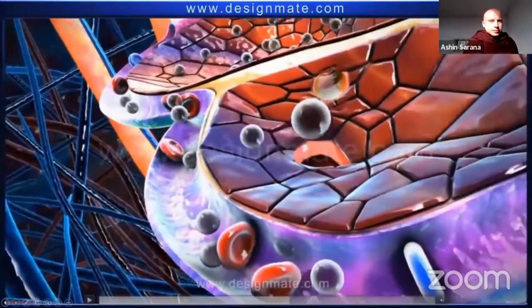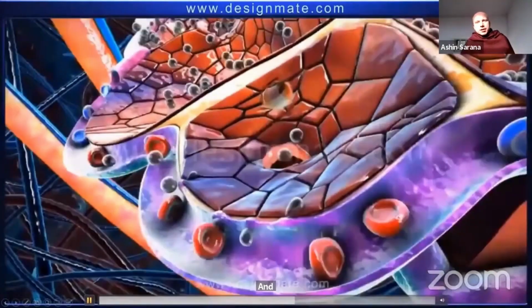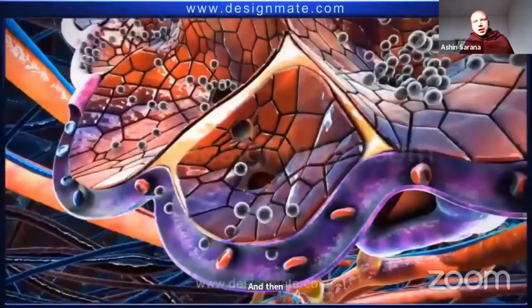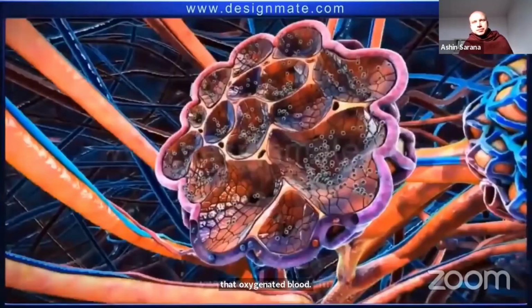And then that oxygenated blood will enter the heart, and the heart will pump the oxygenated blood into the body.